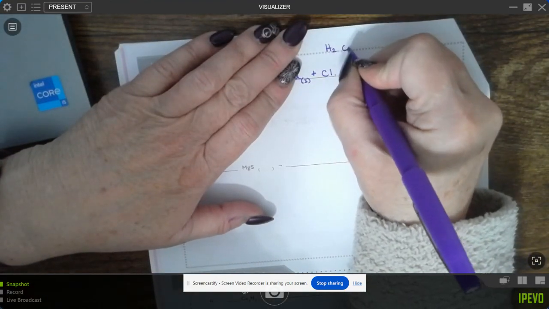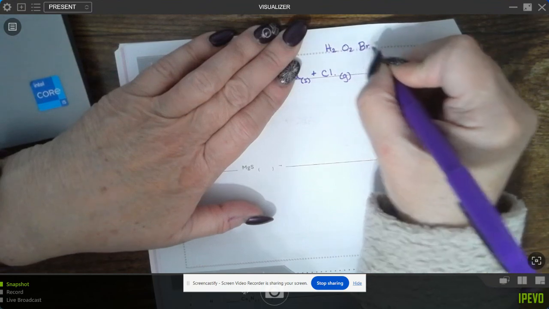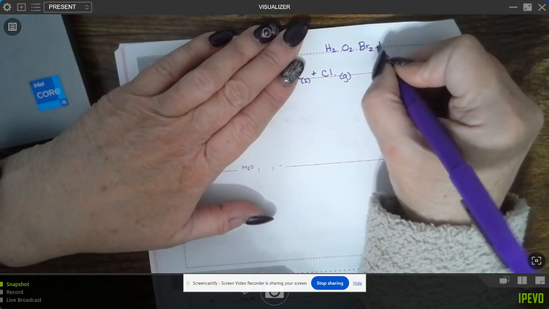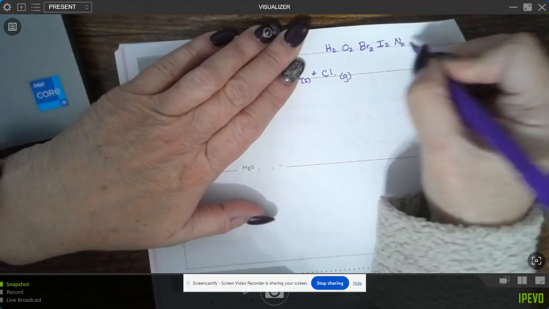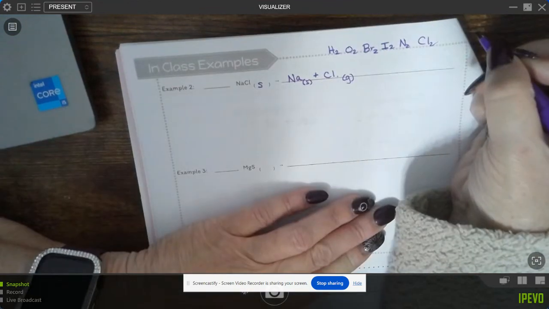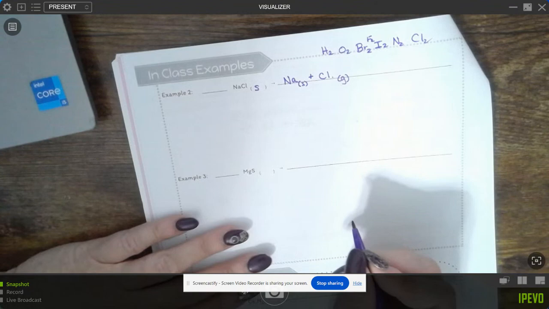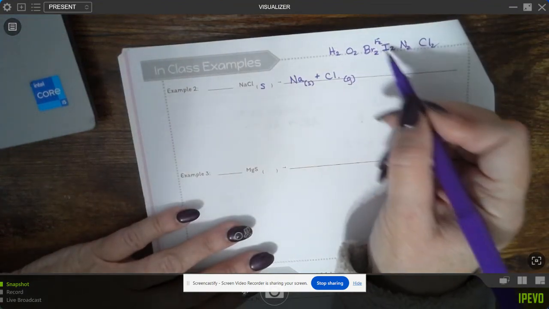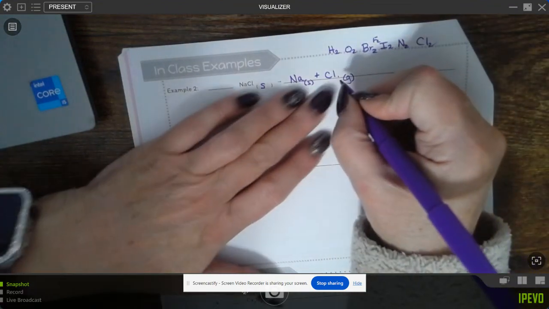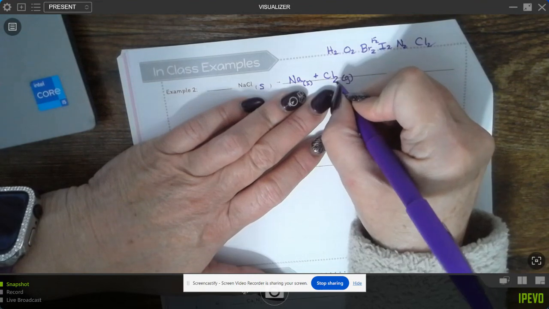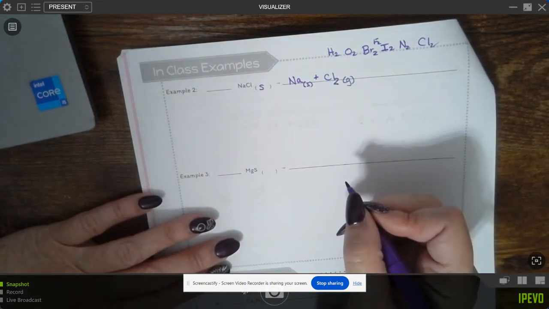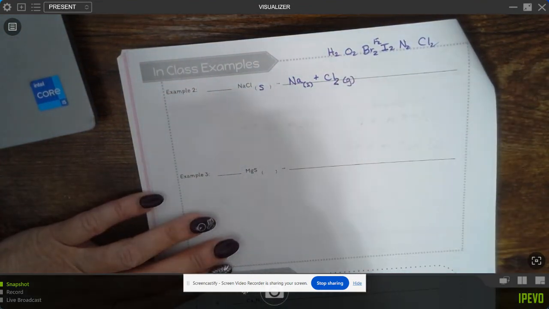H, O, Br: hydrogen, oxygen, bromine, iodine, nitrogen, chlorine. Oops, I forgot fluorine. Hydrogen, oxygen, bromine, fluorine, iodine, nitrogen, chlorine. So chlorine is a diatomic element, so I need 2 of those. All right. Now I need to balance.